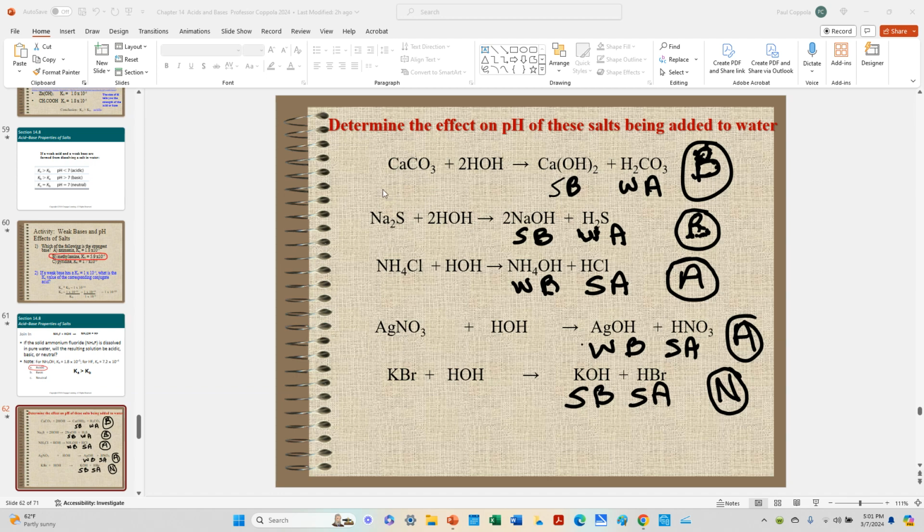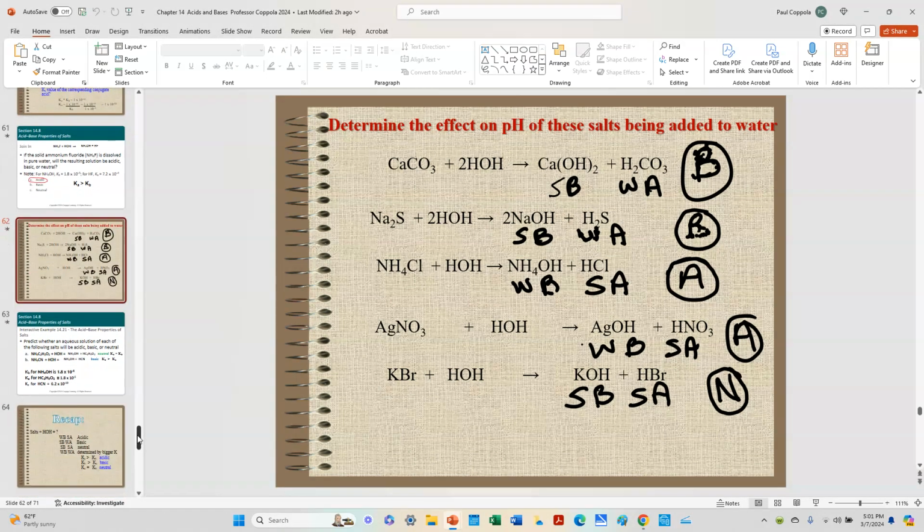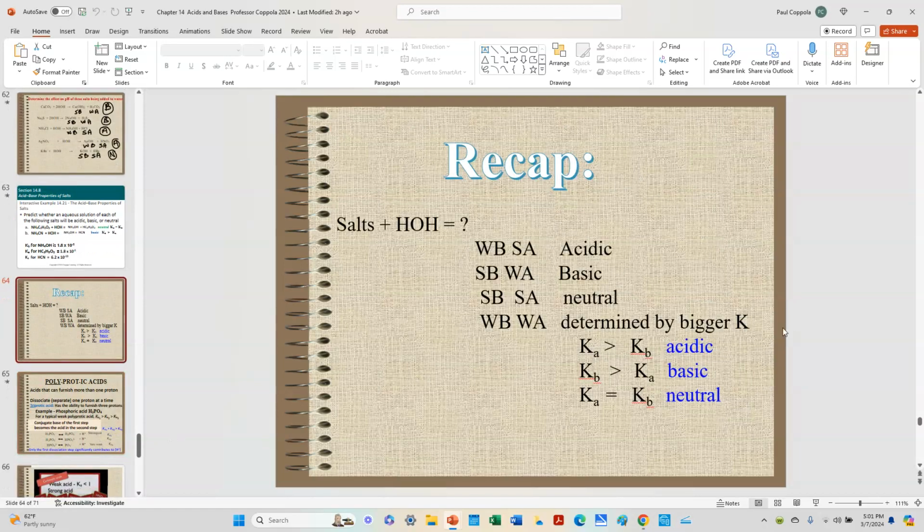Actually, I think 3, where I add different salts to water, and then I ask you, will the resulting solution be acidic, basic, or neutral? If you understand it, it should be fairly easy. And then let's go to the recap. Here's our recap of these things.